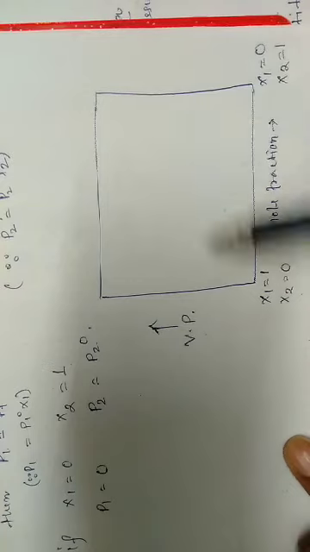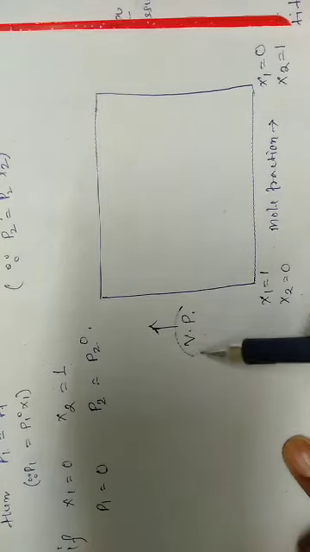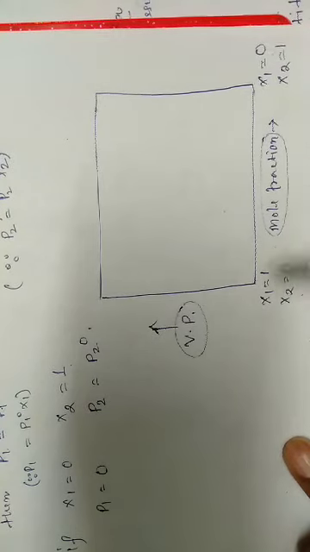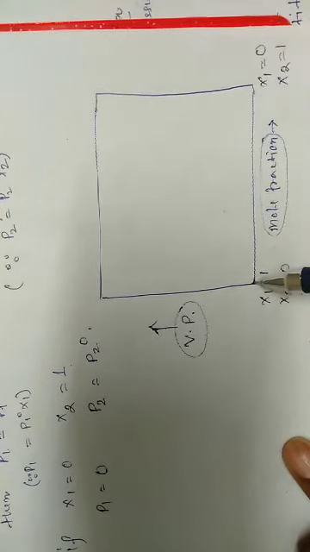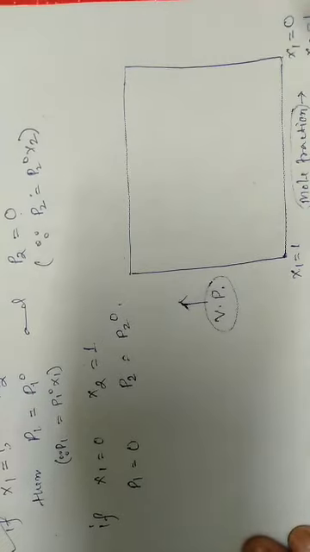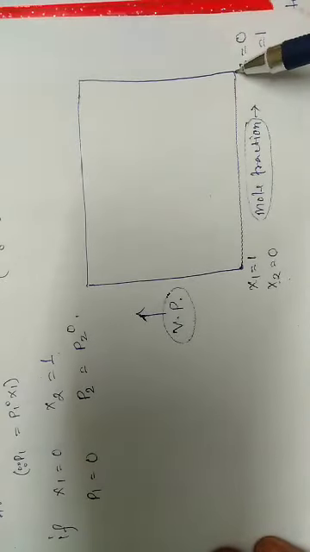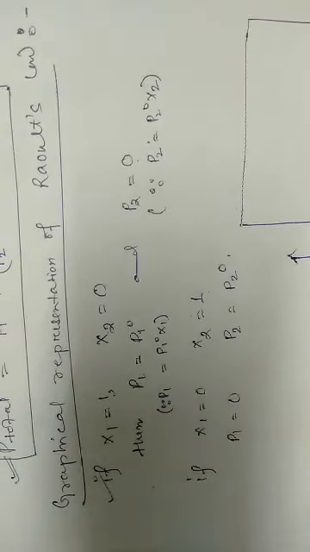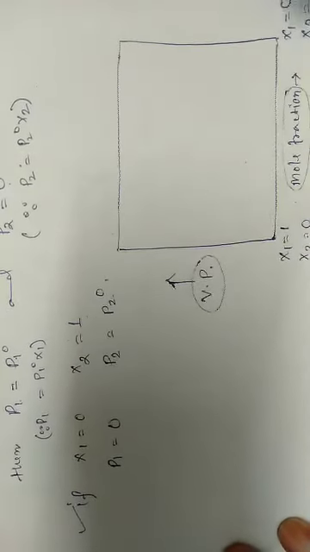This is the graph in which vapor pressure is plotted against the mole fraction. This is one of the extreme points, at which x1 equal to 1 and x2 equal to 0. This is the condition here. And at this point, x1 equal to 0 and x2 equal to 1. That means this is the condition at this point.